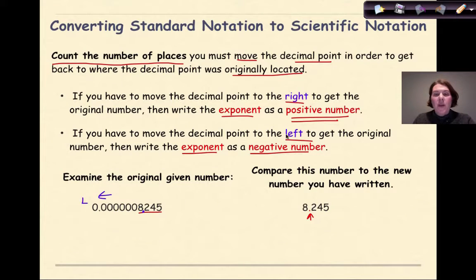which means if we have to move the decimal point to the left, we're going to write our exponent as a negative number because obviously this number is less than 1. So now I'm going to count. So we're going to do 1, 2, 3, 4, 5, 6, 7. So when I write this out in scientific notation, it's going to look like this. 8.245 times 10 to the negative 7. And that negative means that our number is less than 1.